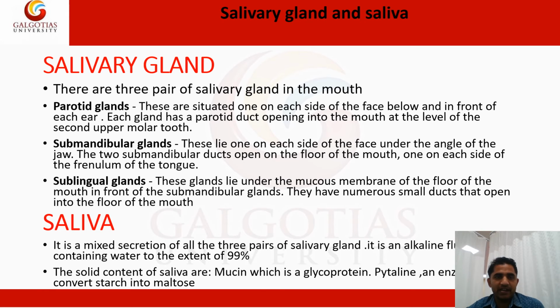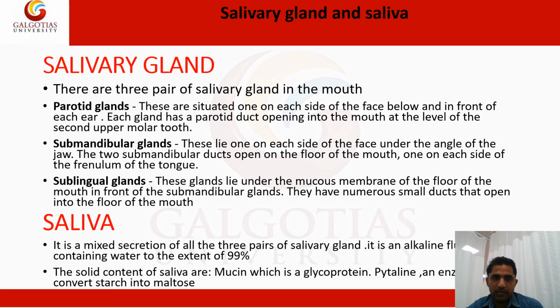There are three pairs of salivary glands: the parotid gland, submandibular gland, and the sublingual gland. Let's discuss the parotid first. These are situated on each side of the face, below and in front of your ears. Each gland has a parotid duct opening into the mouth at the level of the upper molar tooth. So in the upper part of the oral cavity, the secretion of saliva comes from your parotid gland.